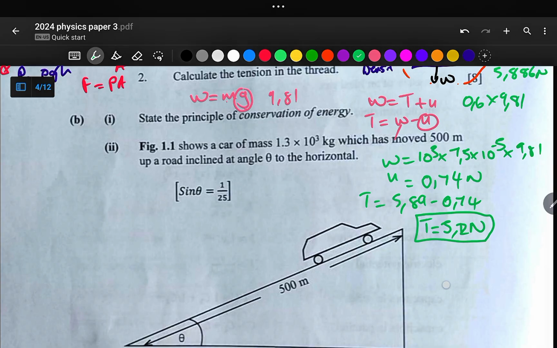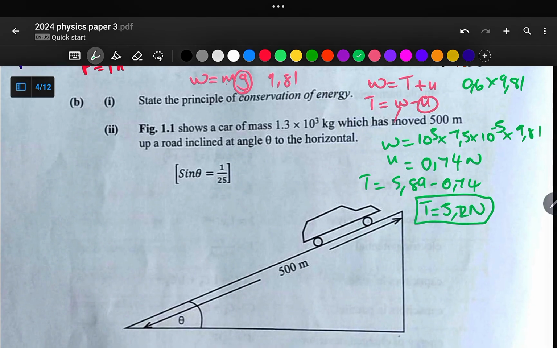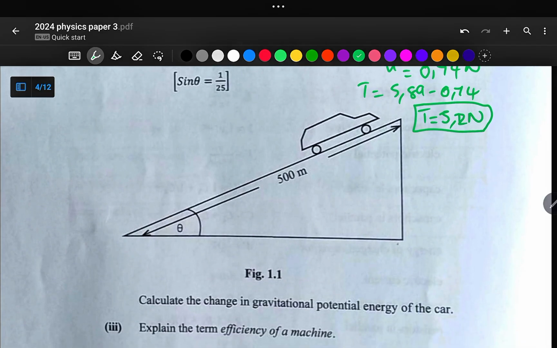Okay, so let us move on to the second part of our question, and this is item 2, which is saying figure 1.1 shows a car of mass 1.3 times 10 to the power 3 kg, which has moved 500 meters up a road inclined at an angle theta to the horizontal, and we are told that sin theta is equal to 1/25. So we are required to calculate the change in gravitational potential energy.